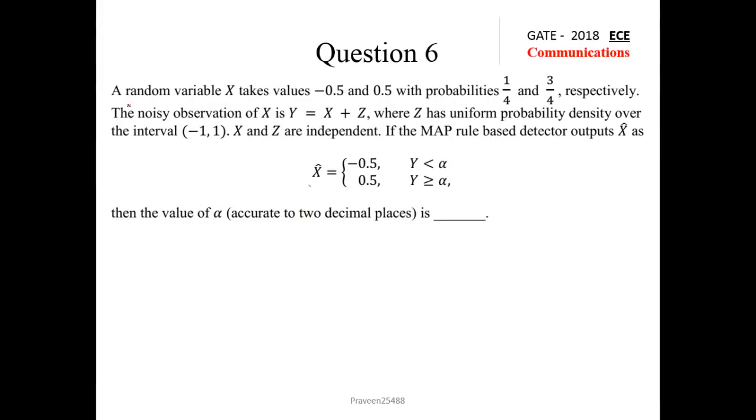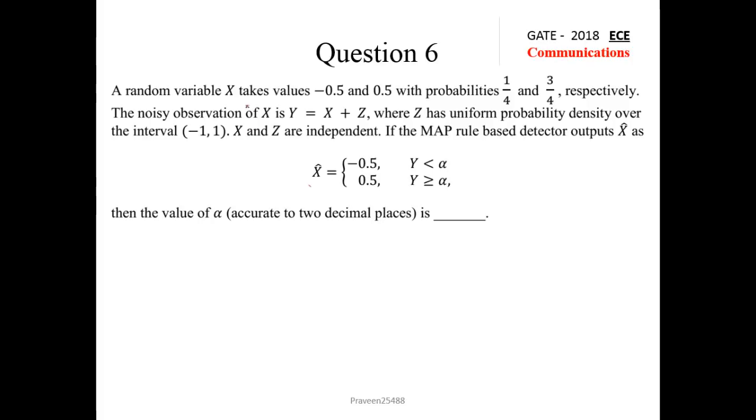Here is the next question. A random variable x takes values minus 0.5 and 0.5 with probabilities 1 by 4 and 3 by 4 respectively. The noisy observation of x is y equal to x plus z, where z has uniform probability density over the interval minus 1 to 1. X and z are independent. If the MAP, that is maximum a posteriori rule based detector, outputs x-hat as minus 0.5 when y is less than alpha and 0.5 when y is greater than or equal to alpha, then the value of alpha is.